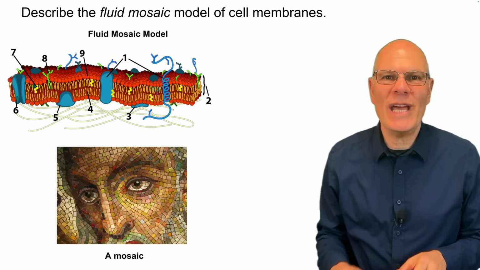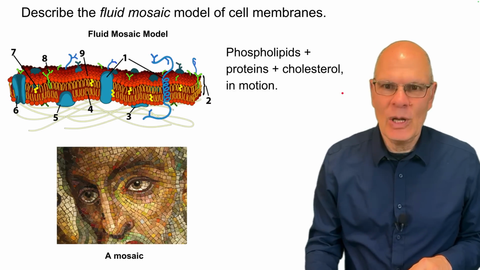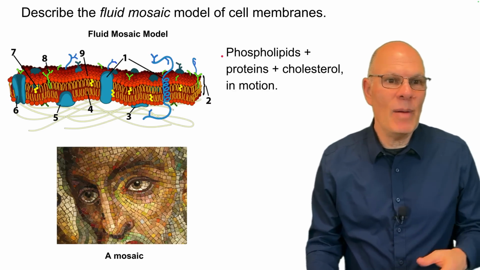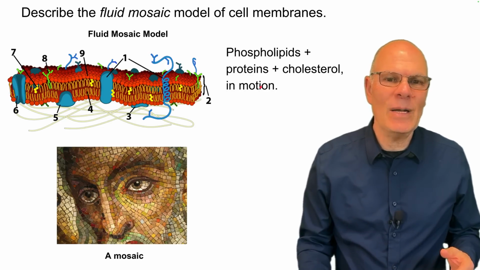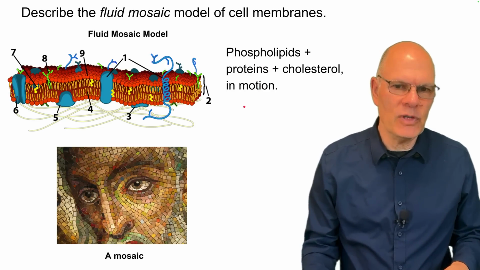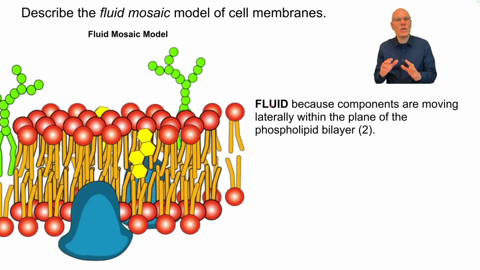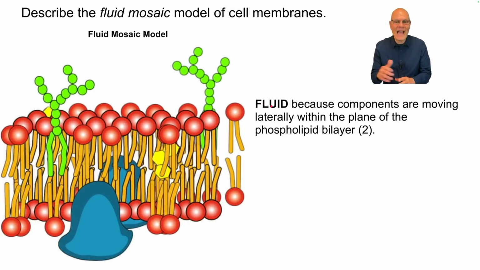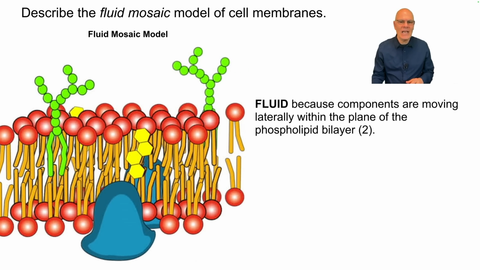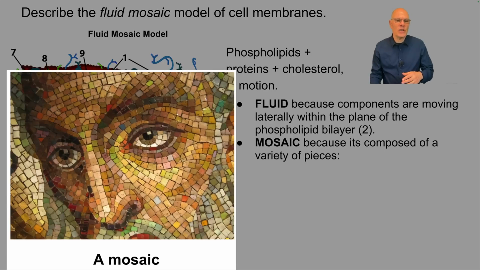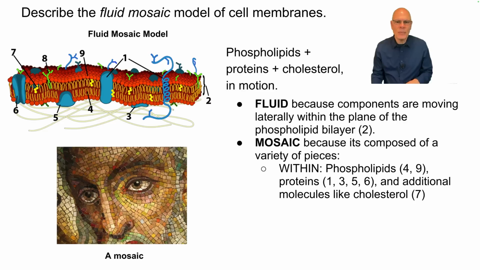Describe the fluid mosaic model of cell membranes. This model posits that the membrane is composed of phospholipids plus proteins plus cholesterol in motion. So why is it called fluid mosaic? Well, it's fluid because the components are moving around laterally within the plane of the phospholipid bilayer, which you can see here. It's a mosaic because it's composed of a variety of pieces, in the same way as a mosaic is composed of different tiles with different colors that get put together to form the art.